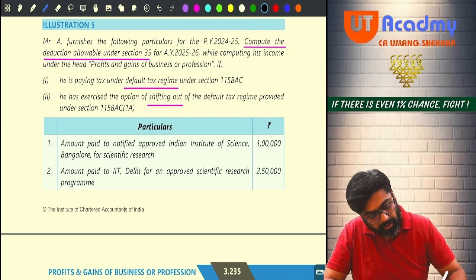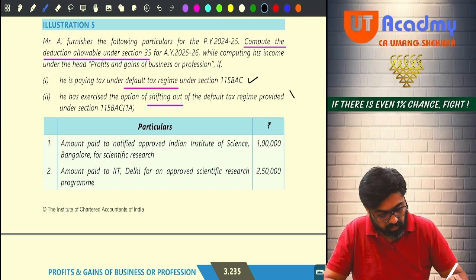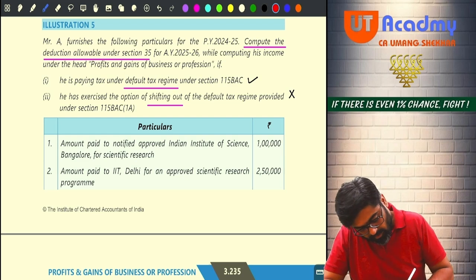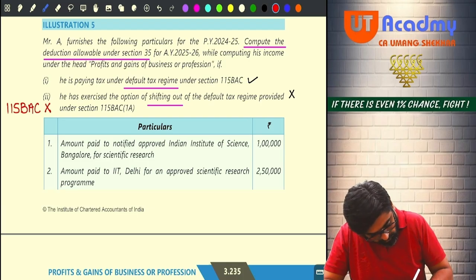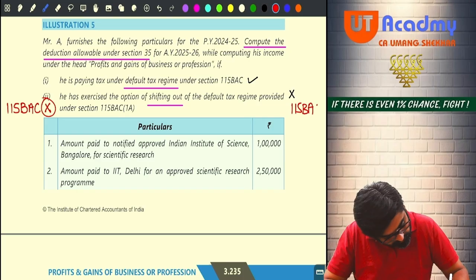Okay, he's following 115BAC and he is not following 115BAC. So what we are going to do, here we are going to write if he is not following 115BAC, and here we are writing if he is following 115BAC.